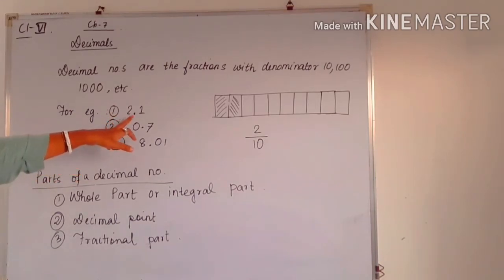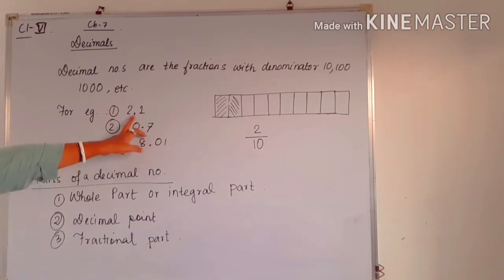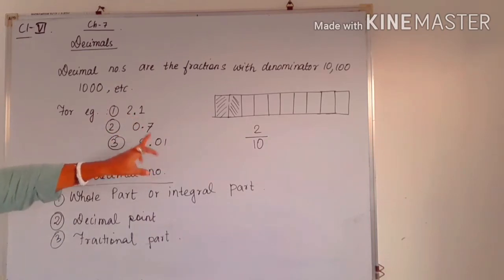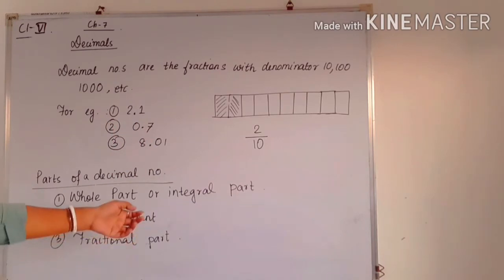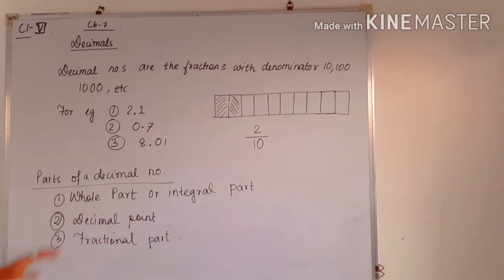So what is the decimal point here? This point is called the decimal point. Now see the parts of a decimal number. The first part is called the whole part or integral part. The next part is the decimal point, and the third part is the fractional part. That means a decimal number consists of three parts.